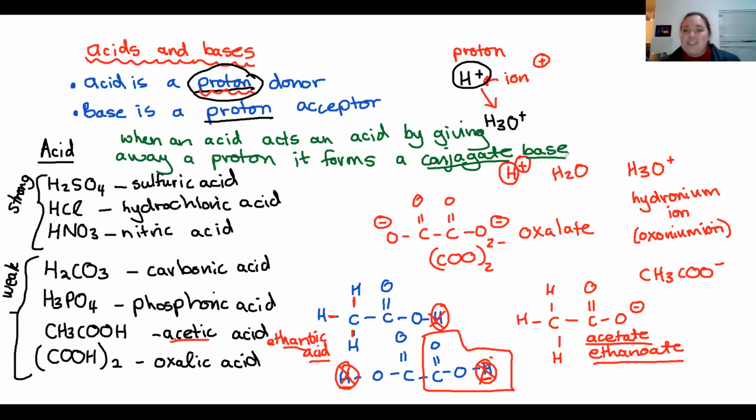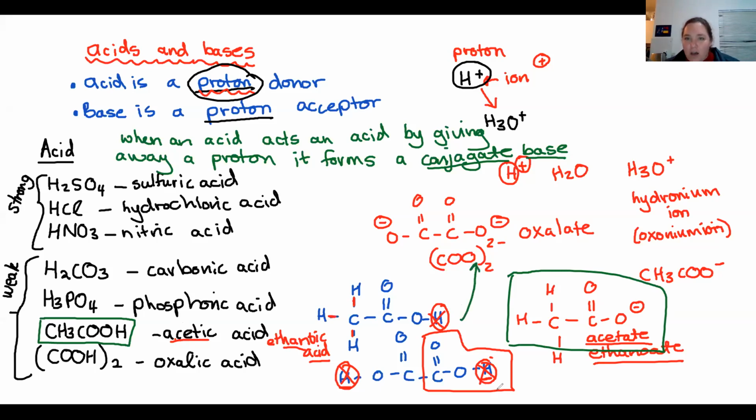So the idea that we've got here is when an acid gives away a proton, it forms its conjugate base. If acetic acid is my acid, then that means that the acetate is what we call my conjugate base. If we start with the oxalic acid, which I did over here with its 2 protons as the acid, its conjugate base is the oxalate.